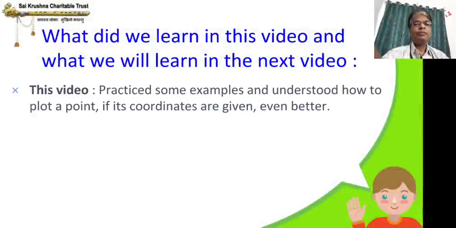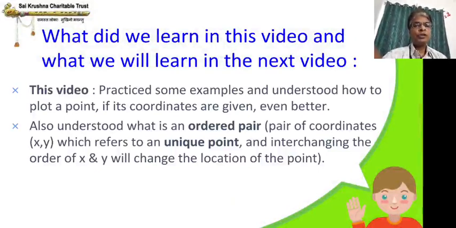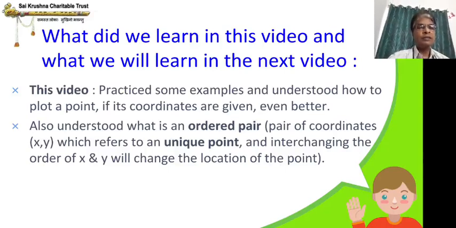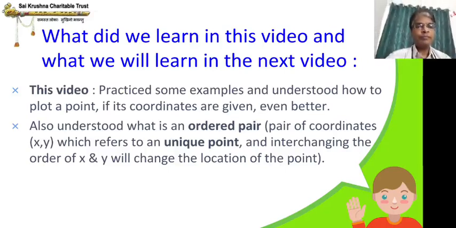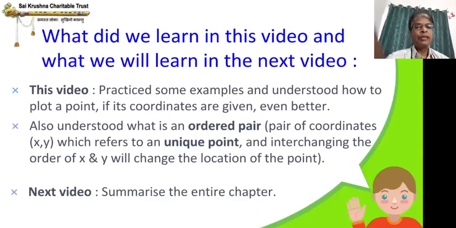So in this video, we practiced some examples and understood how to plot a point if coordinates are given. We also understood what an ordered pair is, a pair of coordinates x, y, which refers to a unique point, and interchanging the order of x and y will change the location of the point. That is, if x is not equal to y, then x, y is not equal to y, x. But if x equals y, then x, y will be equal to y, x. This is what we saw. The next video will be the last video. We will be summarizing the entire chapter.